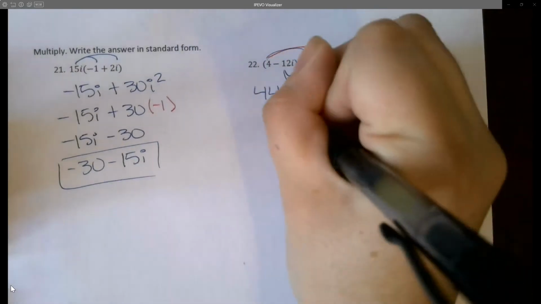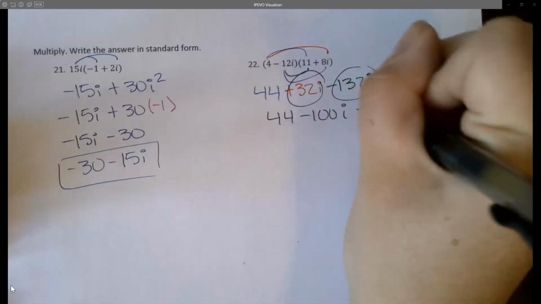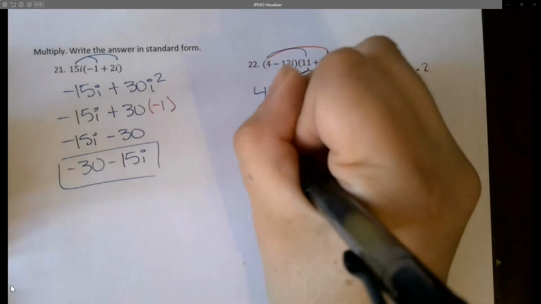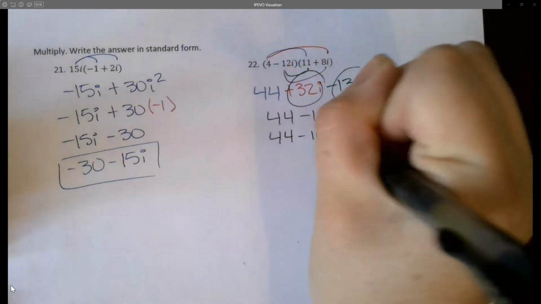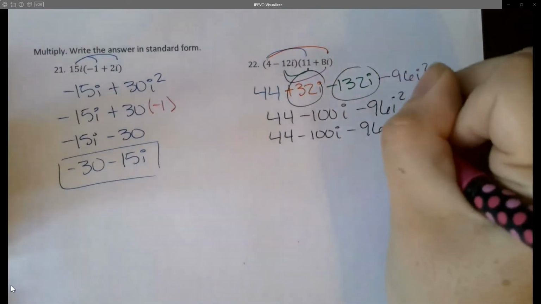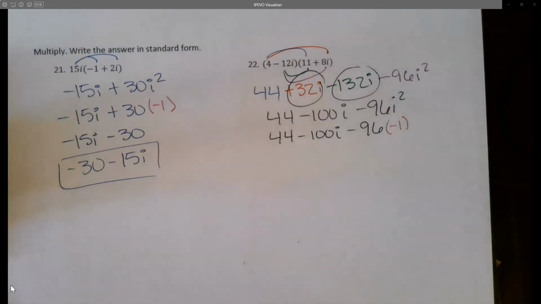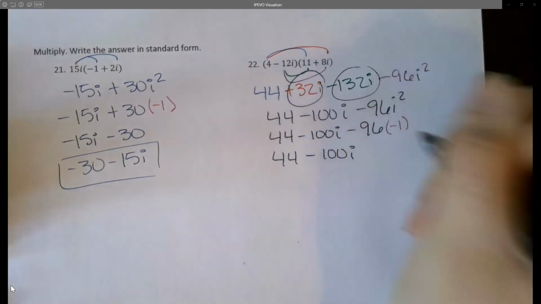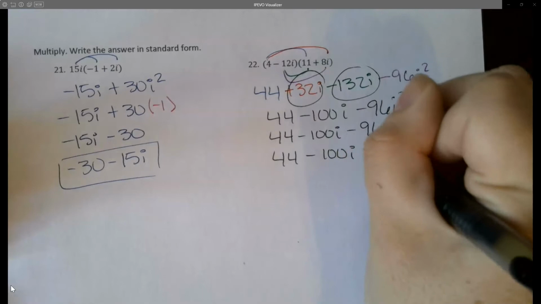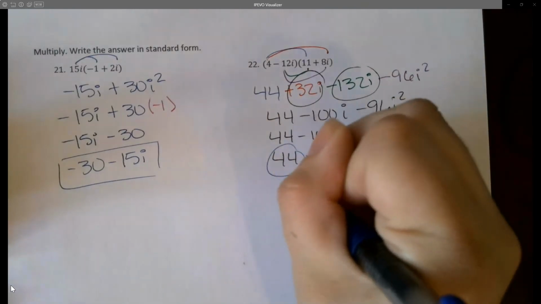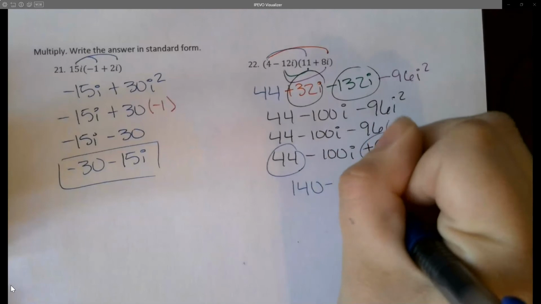I want to go ahead and combine my terms in the middle. So I have 44 minus 100i minus 96i squared. I want to replace the i squared with negative 1. So that's going to give me 44 minus 100i. Negative 96 times negative 1 gives me positive 96. Then I want to go ahead and combine my real pieces. So I have 44 and 96, which gives me 140 minus 100i.